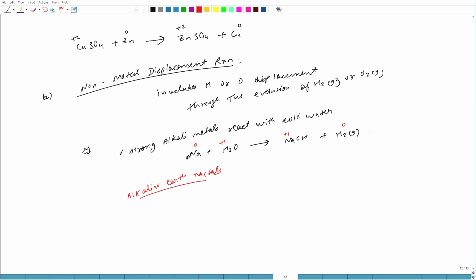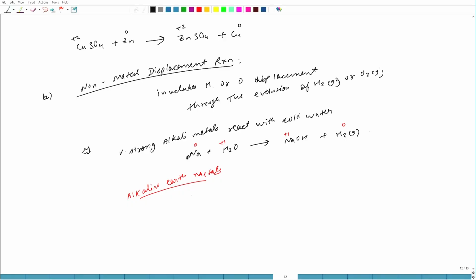that means group 2 metals. These group 2 metals are also very strong metals, however, comparatively less strong than the group 1 metals. So, group 1 metals can react with cold water, however, these alkaline earth metals react with water on heating or react with warm water to form the hydroxide and hydrogen gas. So, alkali metals and alkaline earth metals can react with water to form the hydroxide with hydrogen gas evolution.